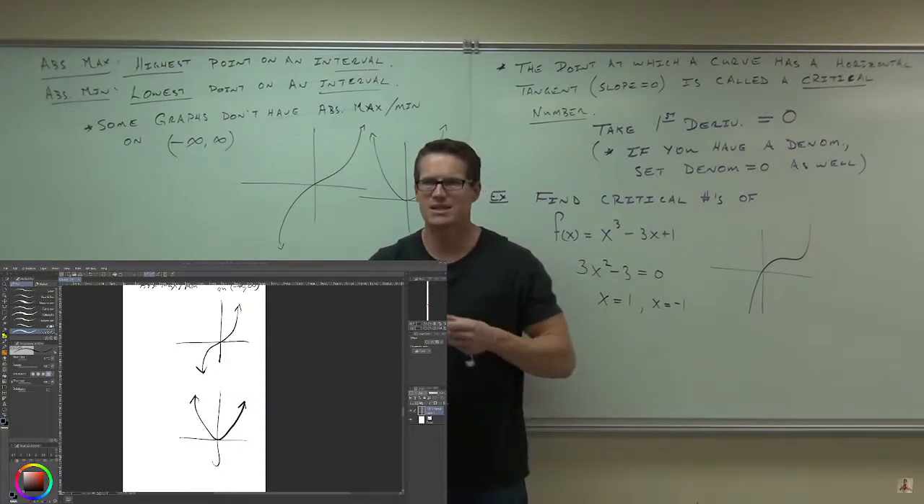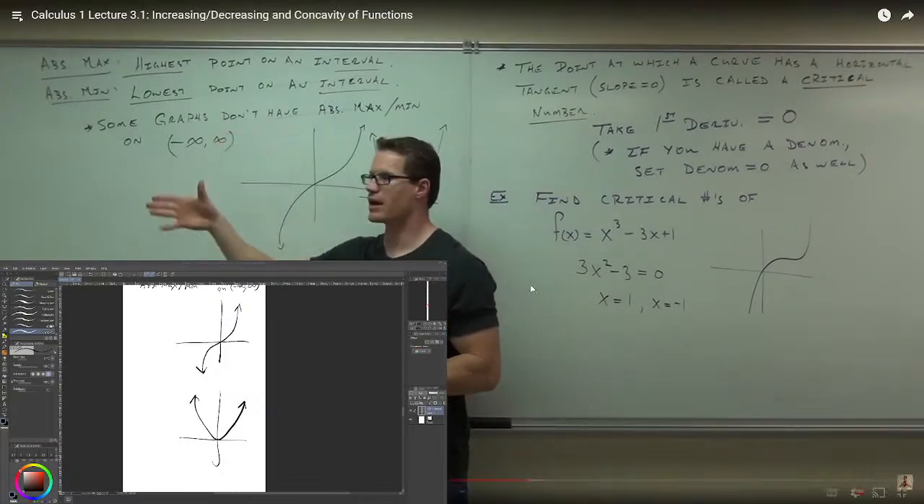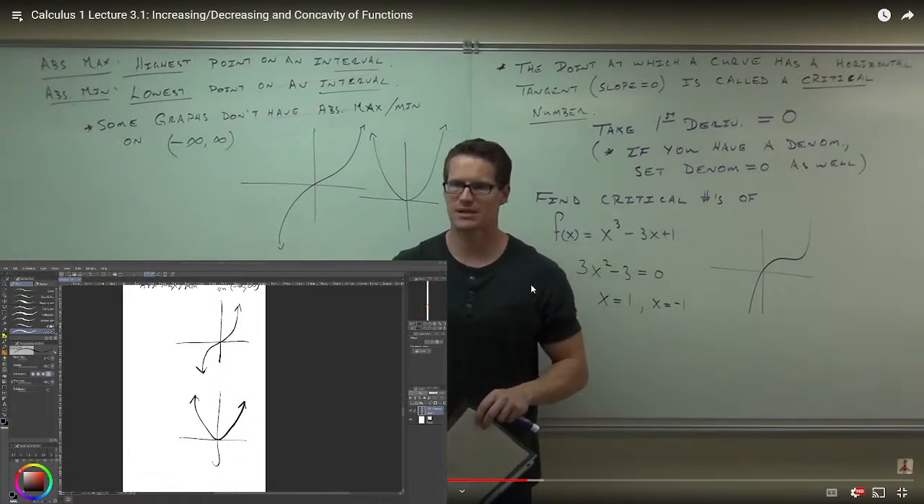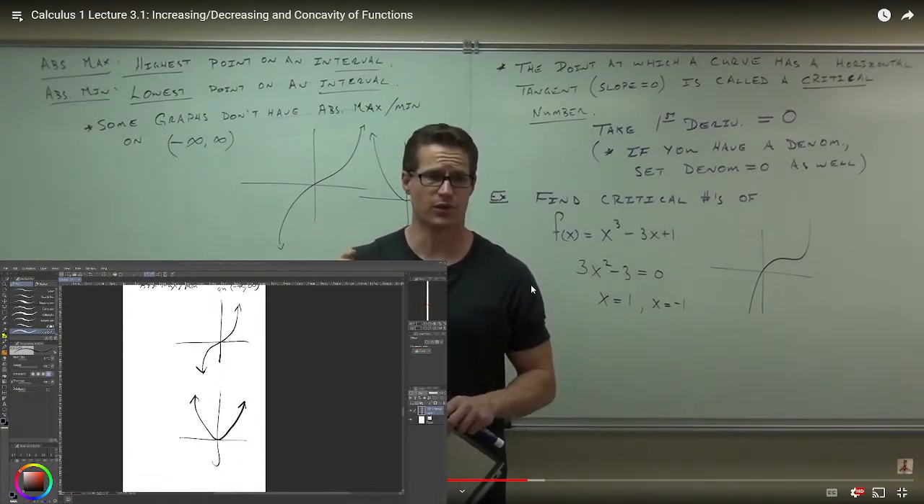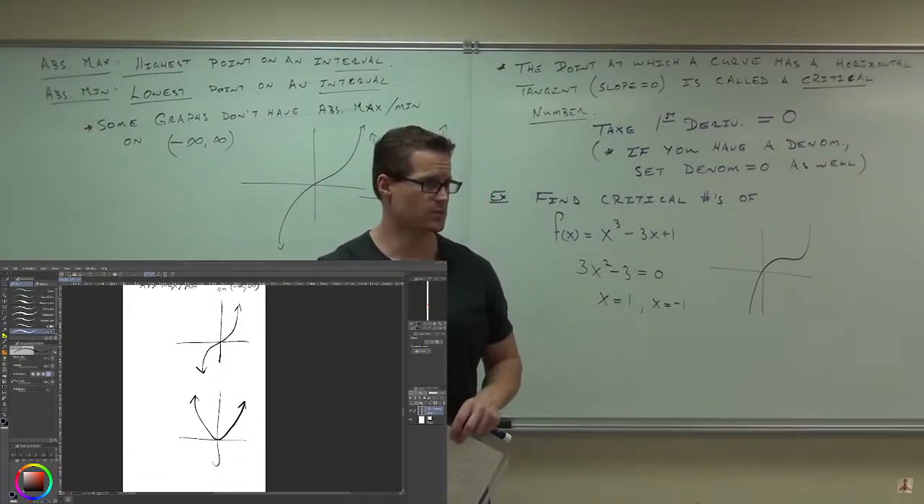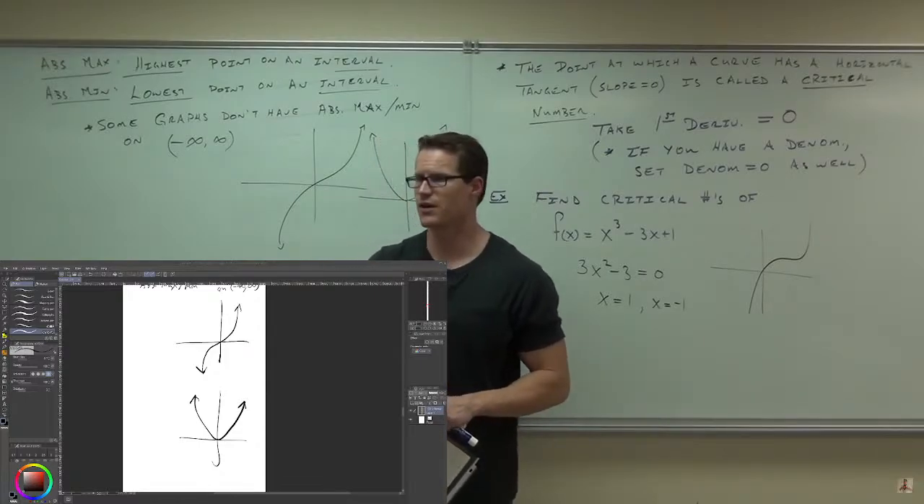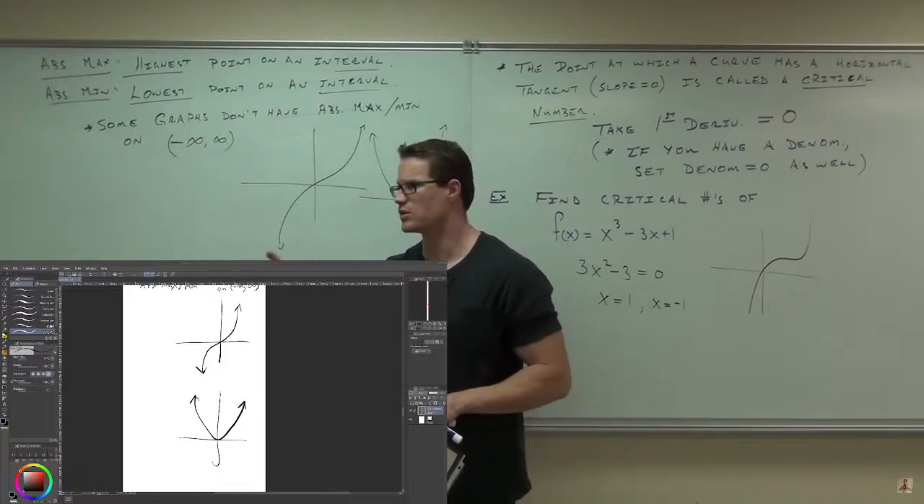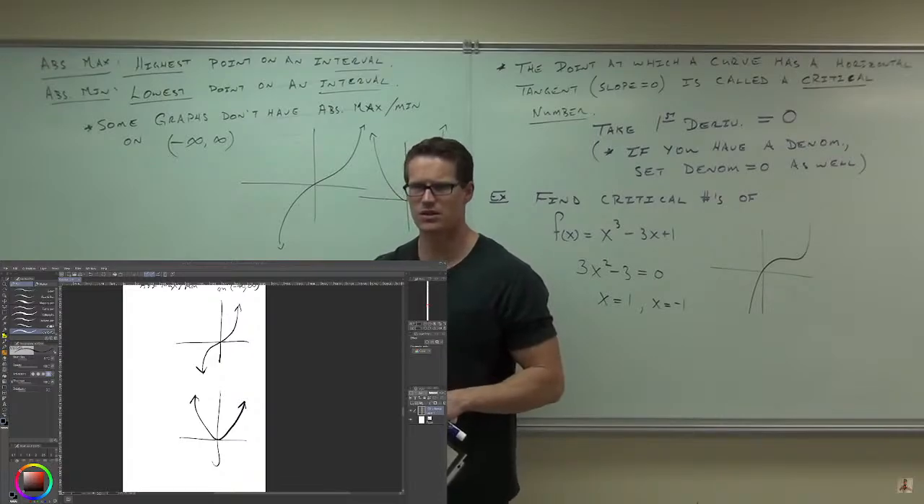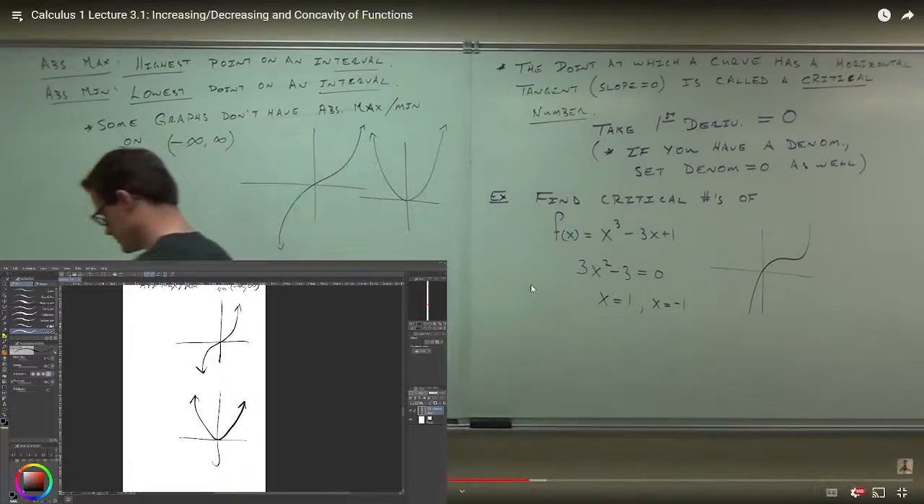So we like to distinguish between everywhere and certain intervals. An absolute max is going to be the highest point on an interval that you say it is. And the absolute min is going to be the lowest point on an interval that is defined for you, or that you say it is. Do you follow that logic there? Okay.